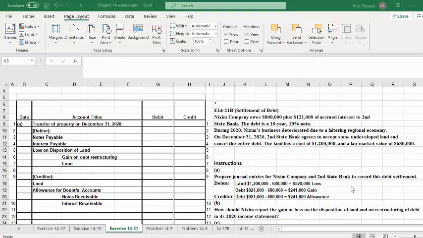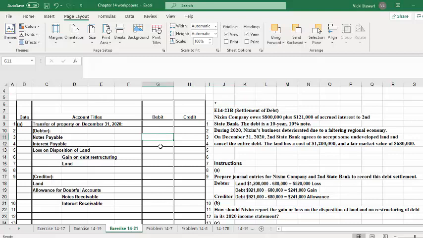Now the bank, who is the creditor, is accepting $680,000 land, again in exchange for a debt that is owed to them that totals $921,000. So the bank will have to record a debit to their allowance for doubtful accounts for the difference of $241,000. So let's make these journal entries.